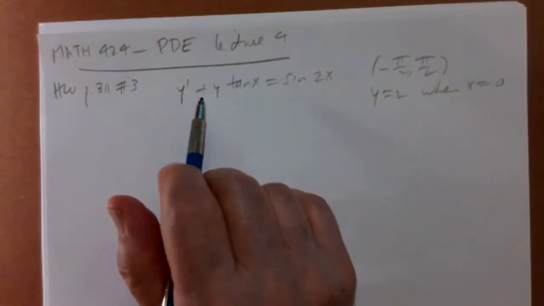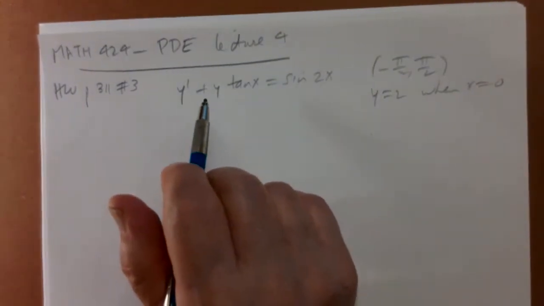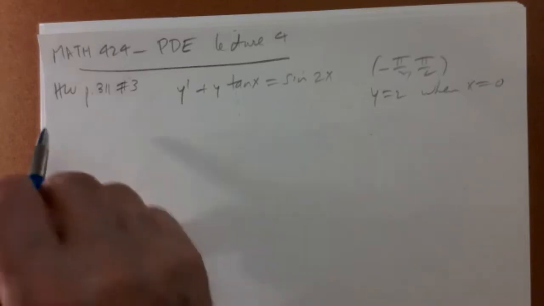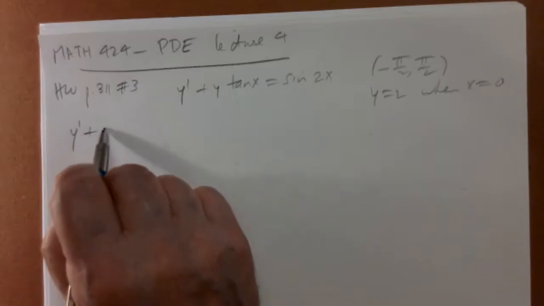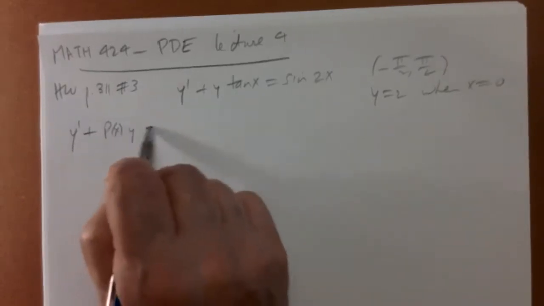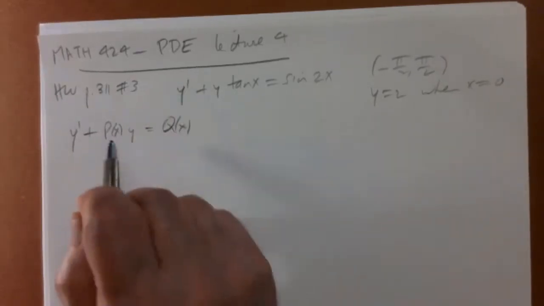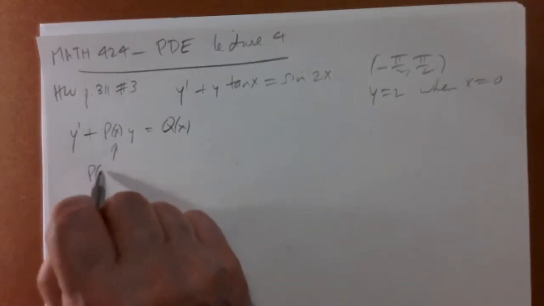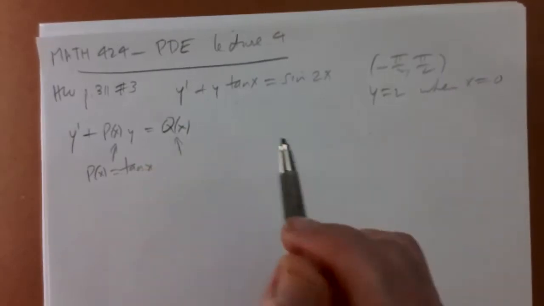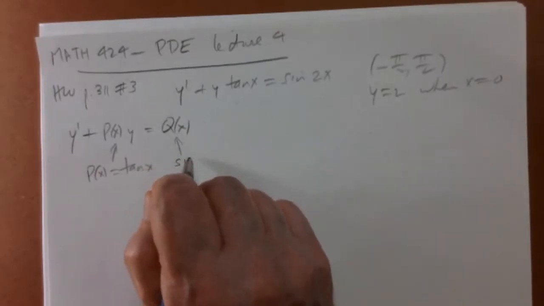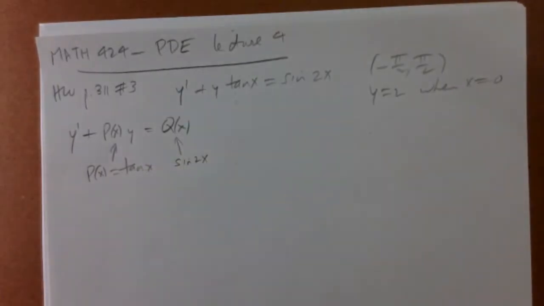So a general form of a first order linear differential equation is y prime plus some function of x times y equals q of x. So in this case, my function p of x is tangent of x, and my function q of x is sine 2x.